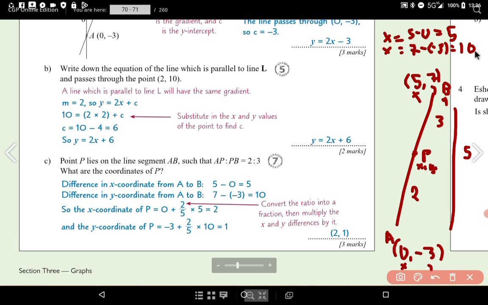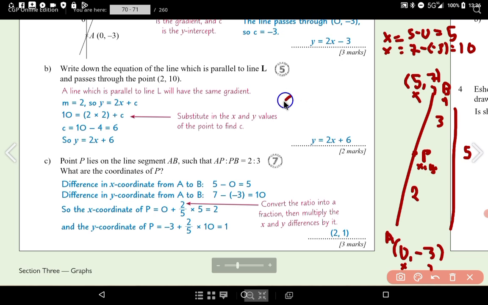Okay, so now since these are the differences, 5 and 10, we can now find the x coordinate for P. We're just going to be adding now. We will use A to find the x coordinate for P now that we have the differences.